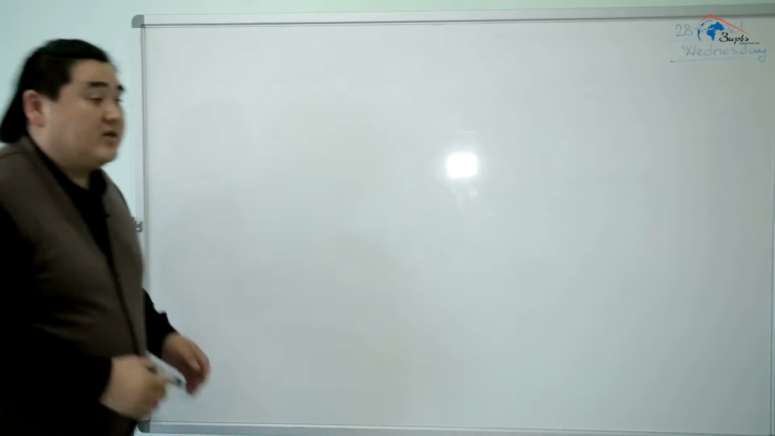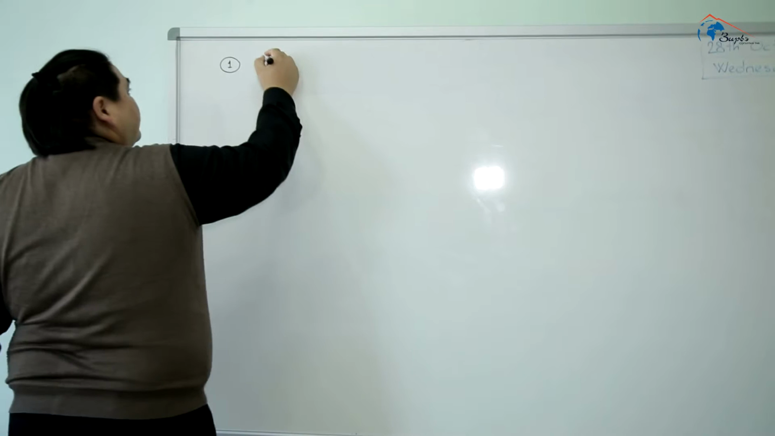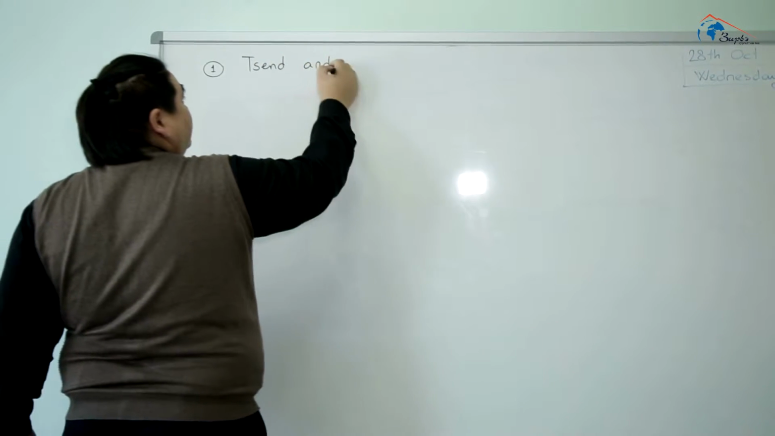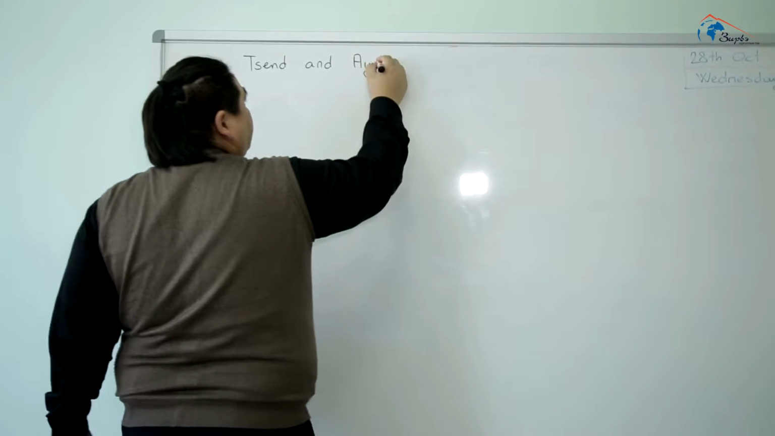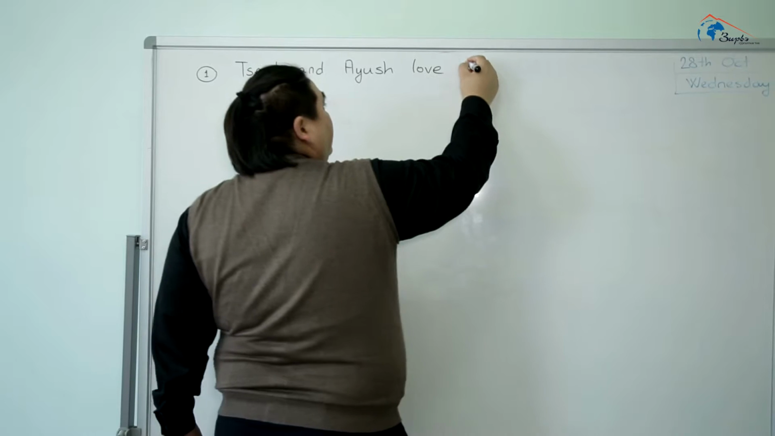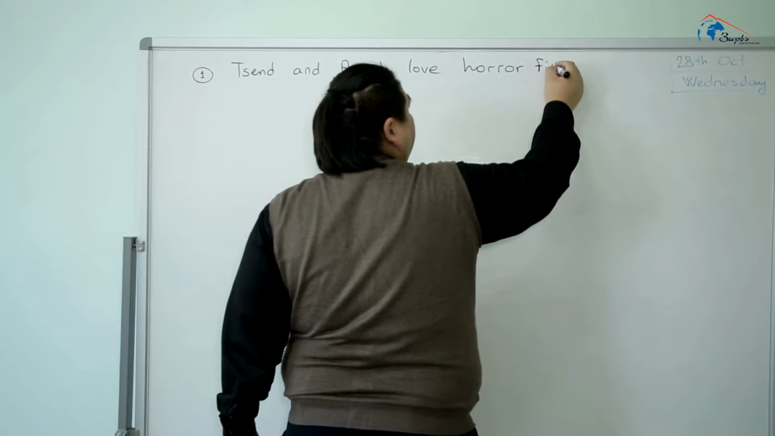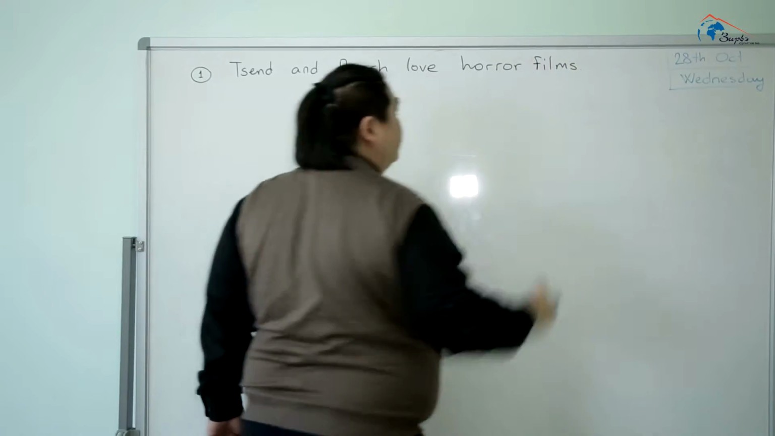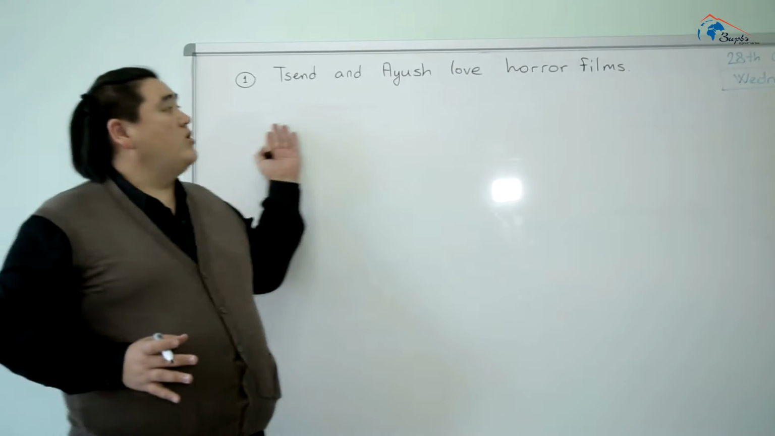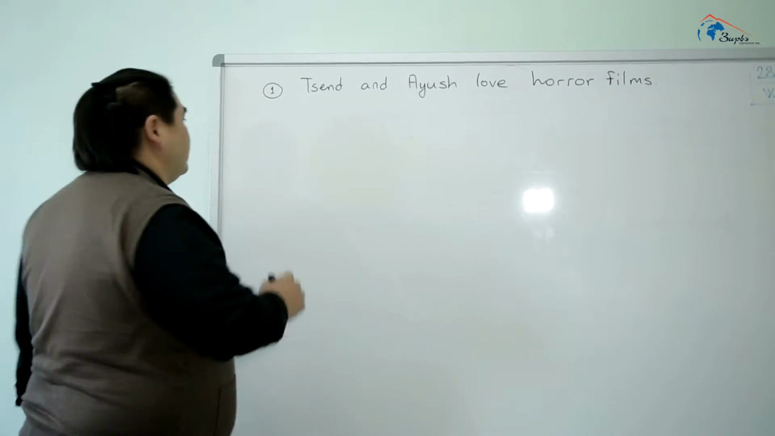Now, I'm going to give you example sentences. First one: Sind and Ayush love horror films. So, I want you first to define which part of the sentence is what. Okay, now the second sentence.